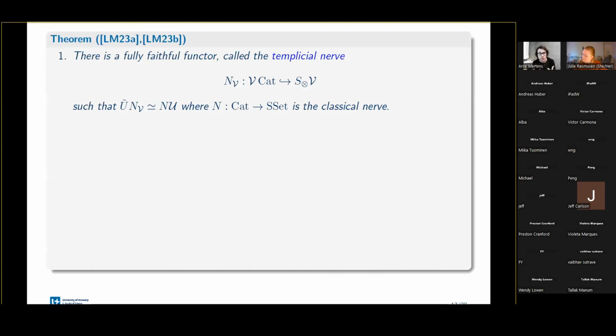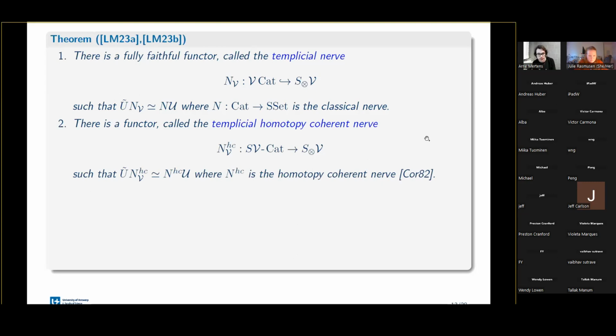So that observation from earlier is now fixed. For any such category V, we can define an enriched analog, which we call a templicial nerve, which goes now from V-categories to these templicial objects, our replacement for simplicial sets. And again, it will be fully faithful, and it will be compatible with the classical nerve, which we all know and love.